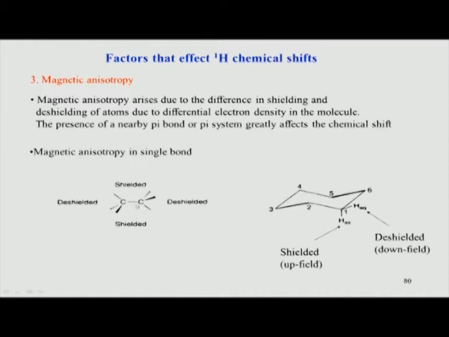So, the idea is that depending on which side of the bond the hydrogen atom is located, it will either appear downfield shifted, or, if it is here, upfield shifted. This is shown here in this example in a cyclohexane.